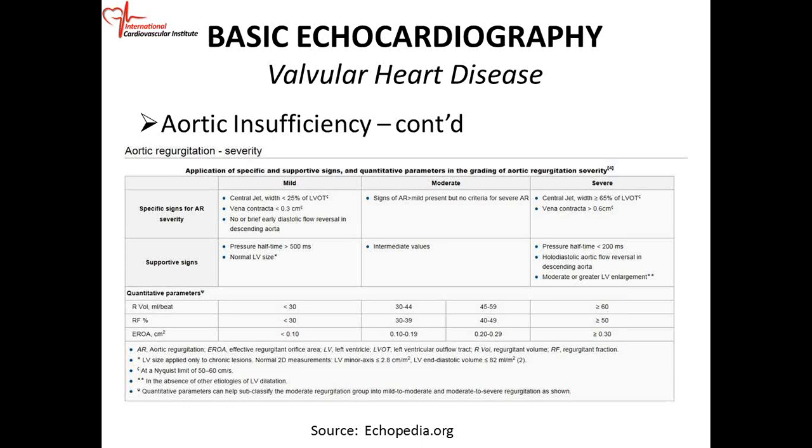the width is less than 25%, vena contracta less than 0.3 centimeter. You don't get your holodiastolic flow reversal. And pressure half time usually greater than 500 milliseconds. Regurgitant volume less than 30 mLs. Regurgitant fraction less than 30%. And the EROA less than 0.1 centimeters squared.